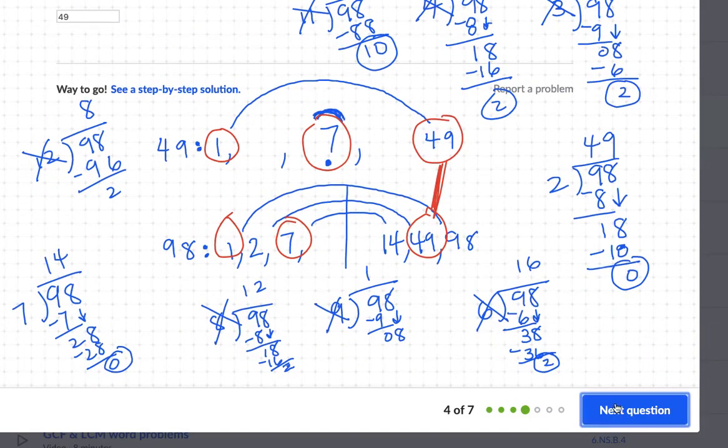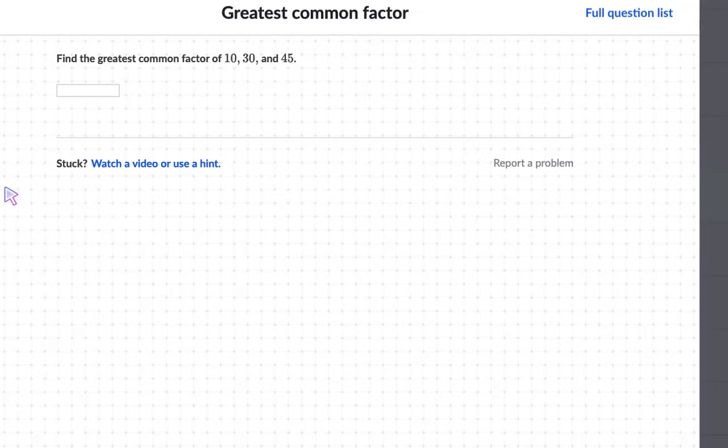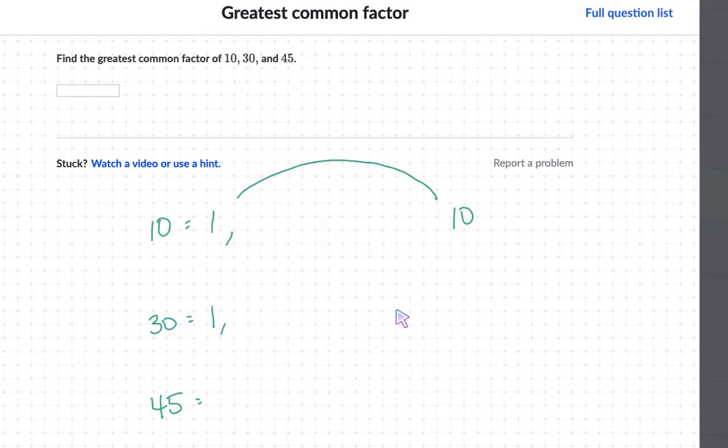Let's try one more problem. Go ahead and pause the video, see if you can solve this one. This one has 3. What's the greatest common factor between 10, 30, and 45? All right, so let's do 10, 30, and 45. So 10 has 1 and 10. Connect those. 30 has 1 and 30. Connect. And 45 has 1 and 45.